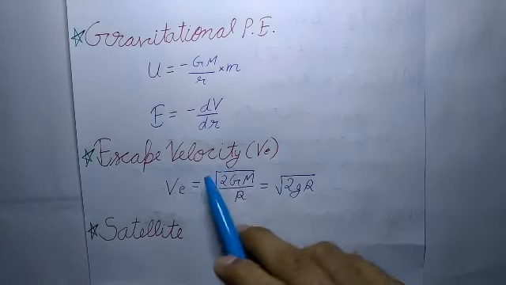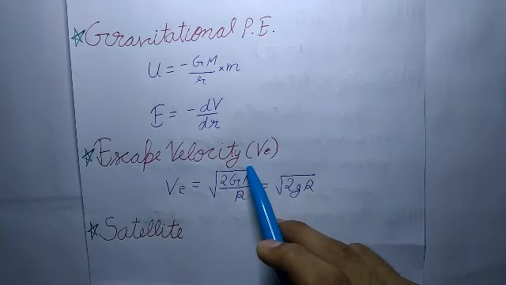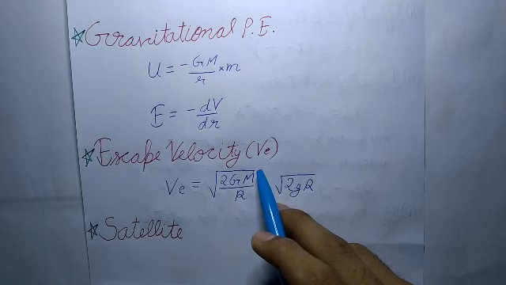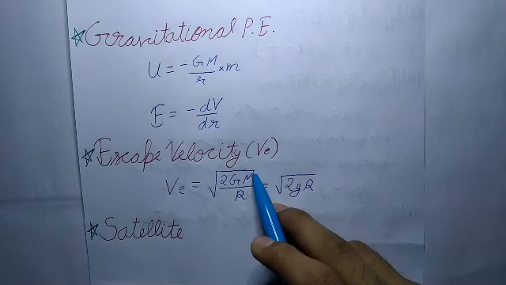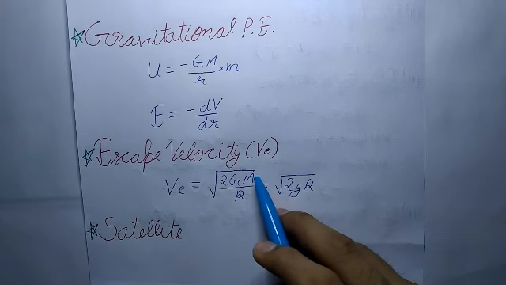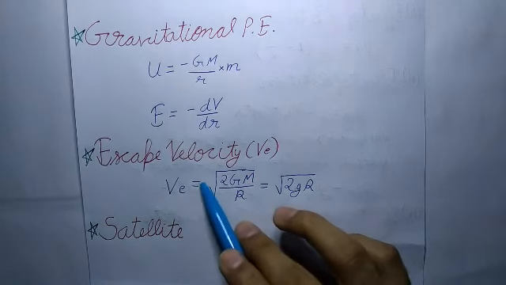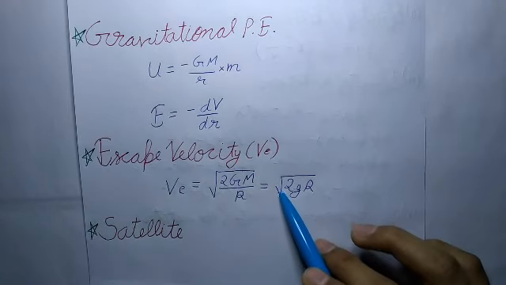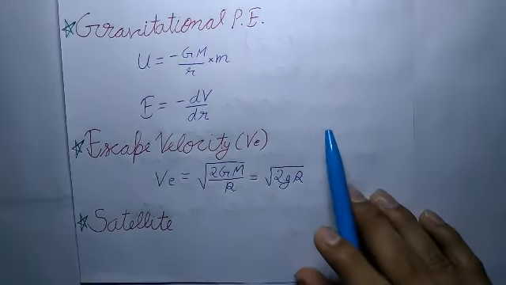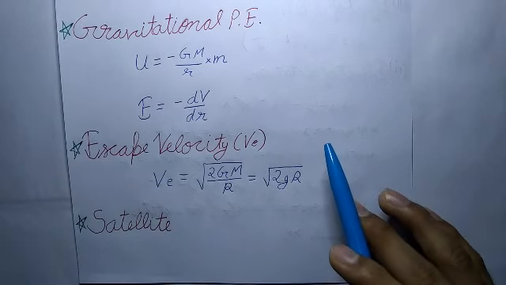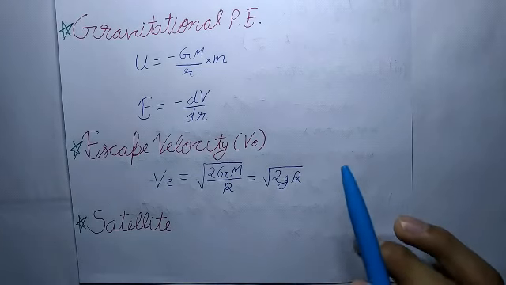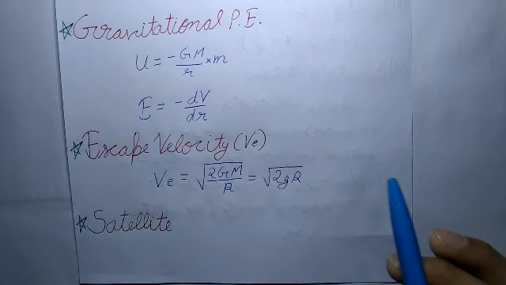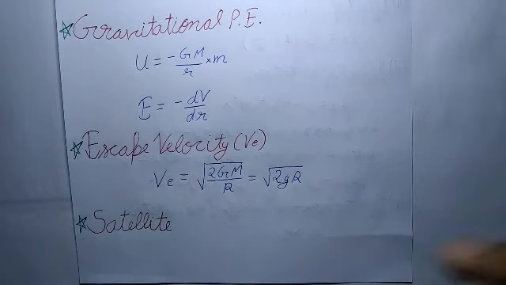Now next is escape velocity. It is the minimum velocity with which a body must be projected vertically upward in order that it may just escape the gravitational field of the earth. v = sqrt(2GM/r), which can be written as sqrt(2gR). For Earth, the value of escape velocity is 11.2 km per second. It is independent of the mass of the body projected.